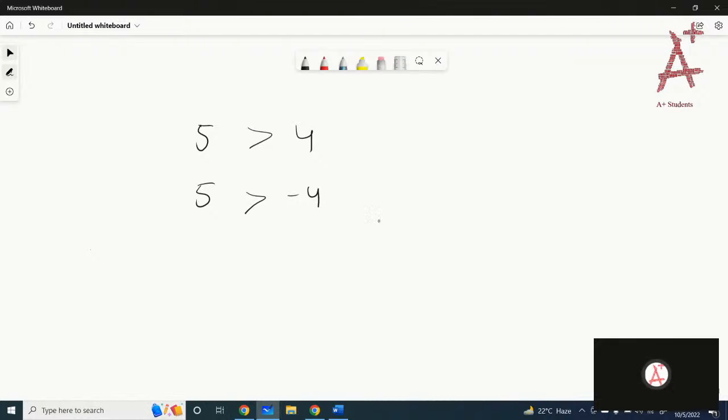Okay, the next one is negative 2 and 0. Is it greater or less? Negative 2 is smaller than 0 because negative numbers are always smaller than 0. So negative 2 is less than 0. Got it?